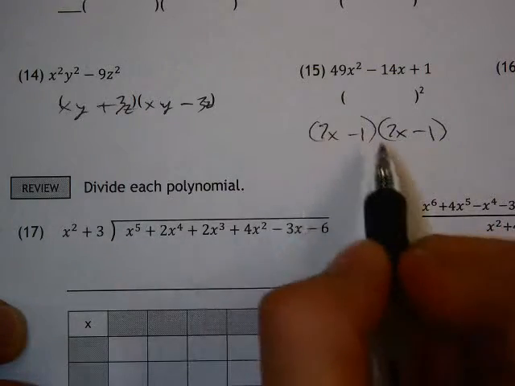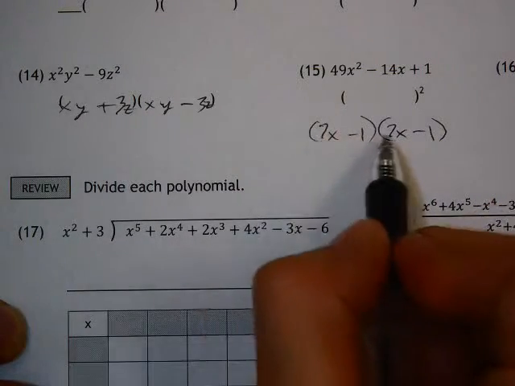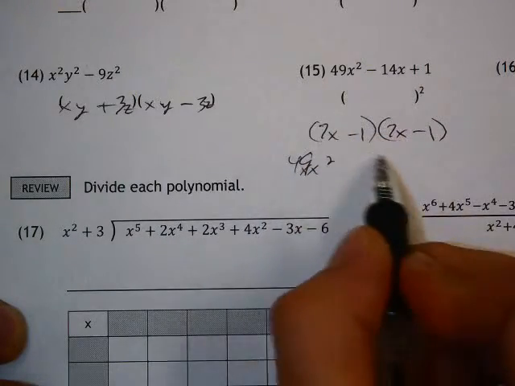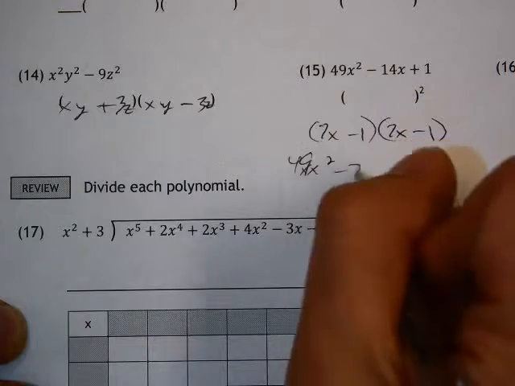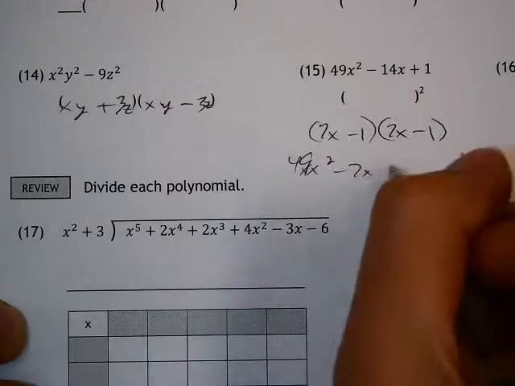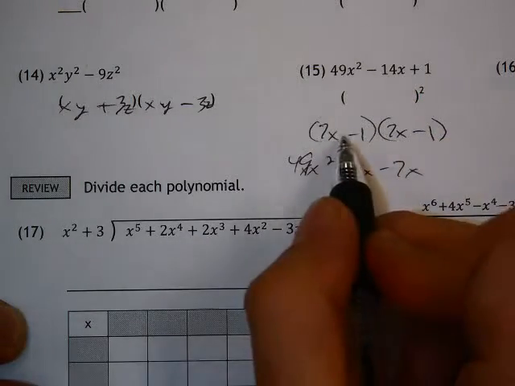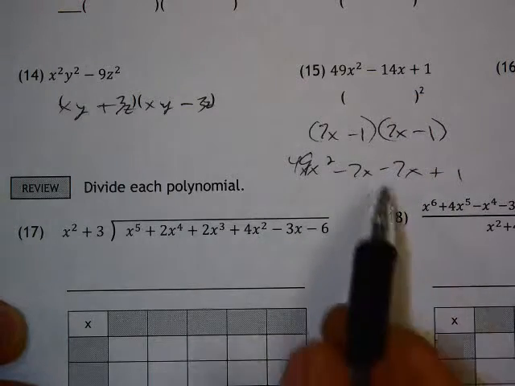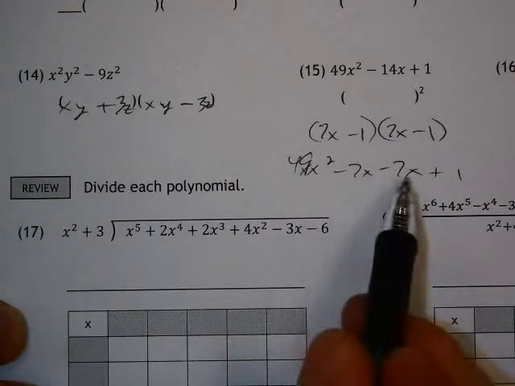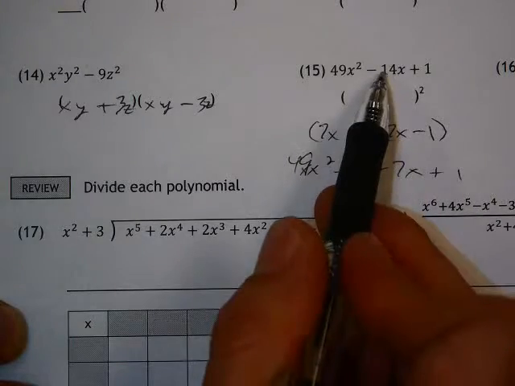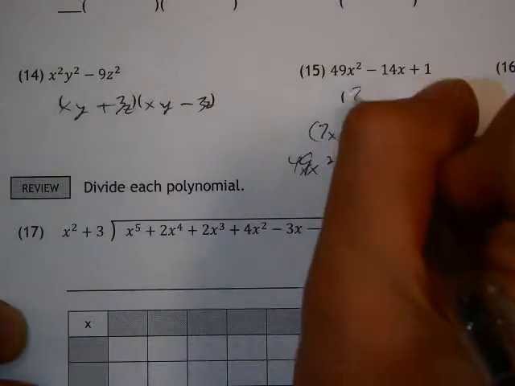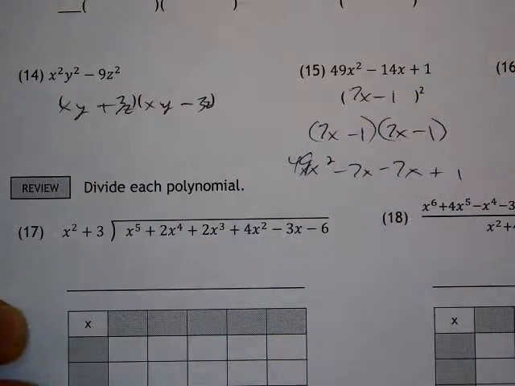Now I'm going to FOIL it instead of using the box. 7x times 7x is 49x squared. 7x times negative 1 is negative 7x. Negative 1 times 7x is negative 7x again. Negative 1 times negative 1 is positive 1. Now when I combine these negative 7x's, they add to give me negative 14x, which tells me that I've done it correctly, which means that the answer is just going to be 7x minus 1 squared.